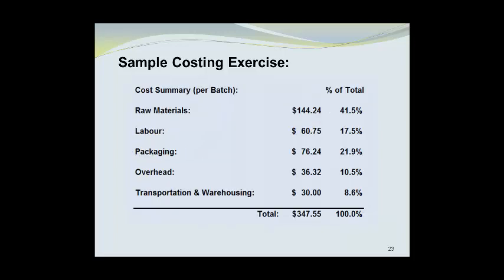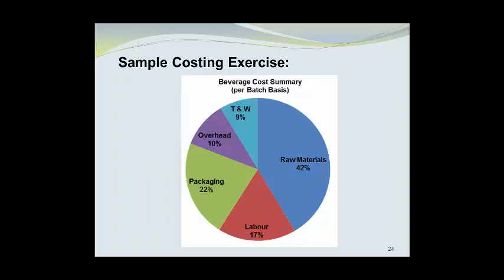Here's a cost summary then that we had before, and now we're going to look at it on the basis of the percentage cost of the total. So the raw materials cost 41.5% of the total cost per batch. The labor amounts to 17.5% of the total cost, packaging is 21.9%, overhead is 10.5%, and transportation and warehousing will contribute 8.6% to the total cost. And of course, when we add these up, we get 100%.